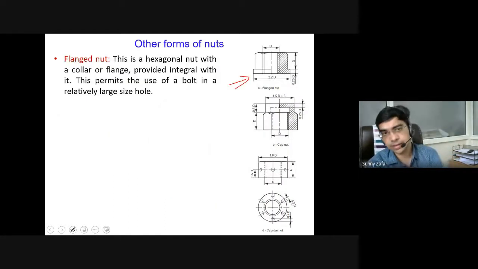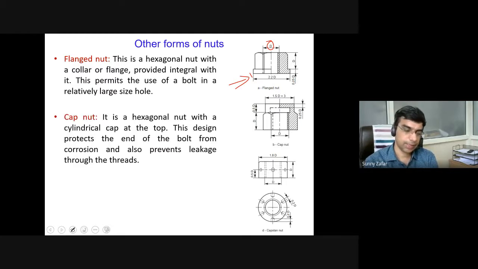So it is a hexagonal nut with a collar or a flange, which is provided here, and various dimensions are decided on D, which is again the nominal diameter of the bolt. The use of a flange nut is there when the bolt is of relatively small size, or the size of the hole is slightly larger.